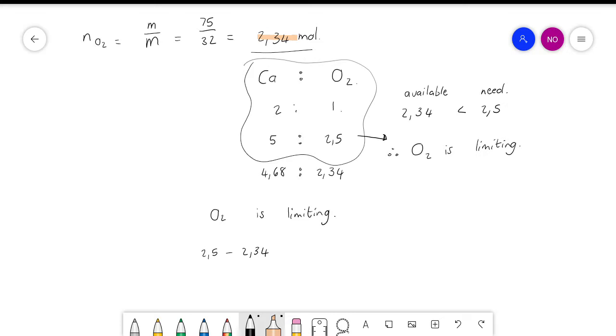So I don't need to add that again. That is already in there. So I'm just going to say the difference between that is 0,16 mol oxygen needed. But they want to know what mass of this reactant must I add.